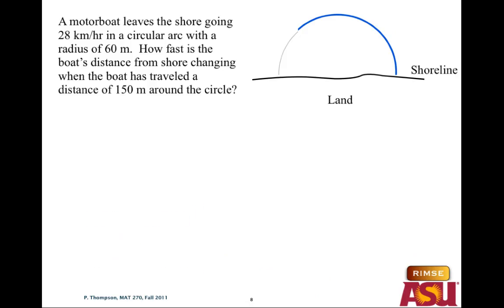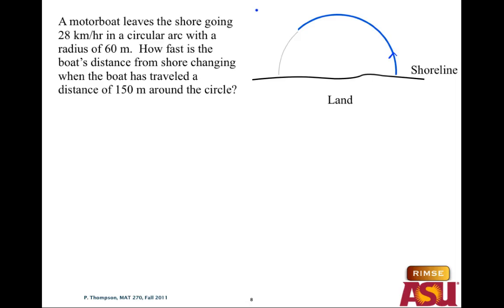Okay, so here's one. A motorboat leaves the shore going 28 kilometers per hour in a circular arc. So it leaves from here. It's going to start here. It's going to head this way. Okay? And the circular arc is 60 meters, okay, that it's turning. How fast is the boat's distance from the shore changing when the boat has traveled a distance of 150 meters around the circle? Okay?